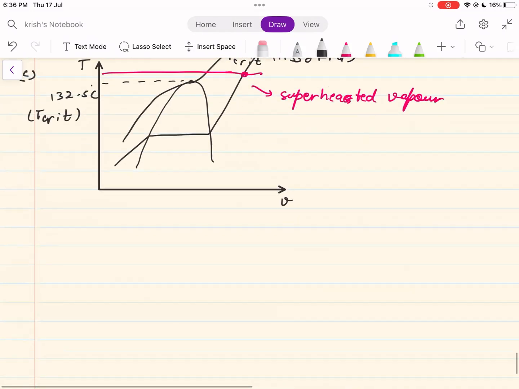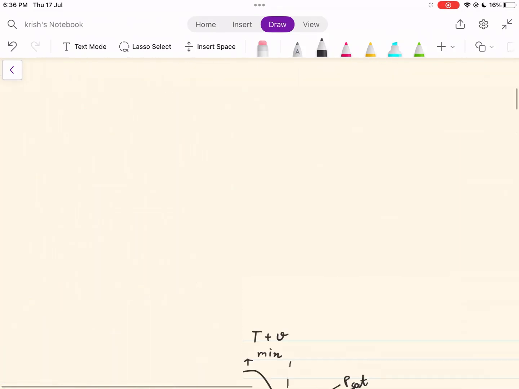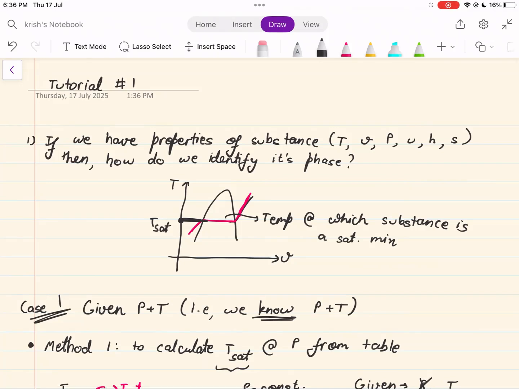Okay, so after this is a small theory lecture before we jump into the ideal gas equation, and before we jump into quality factor and compressibility factor and all of these things, right?